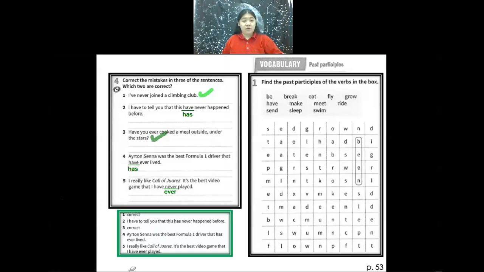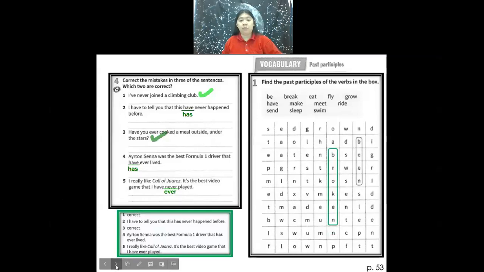Let's do the first one. The word "be" is given. Past participle of be is been. It's here. Let's try past participle of break. It's broken. Past participle of eat, eaten. Past participle of fly, flown.